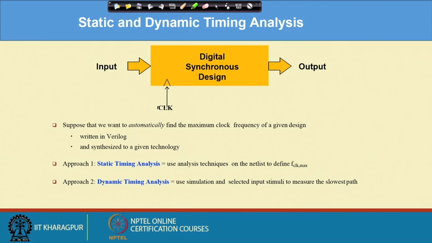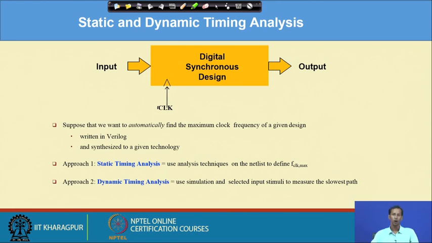So, that is why our primary intention is always to maximize this clock frequency. And whenever we have to calculate this clock frequency, we have to do timing analysis. Timing analysis can be done in two ways. One is static timing analysis, another one is dynamic timing analysis. So, what is static timing analysis?